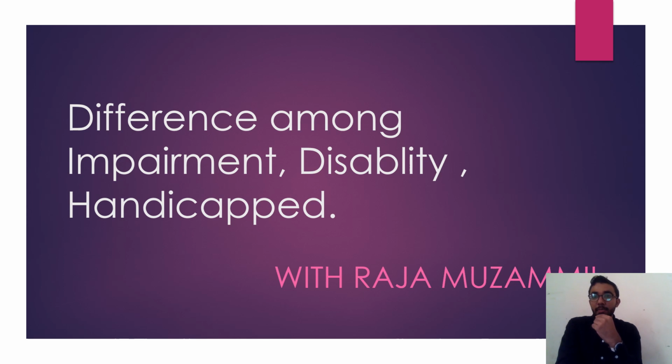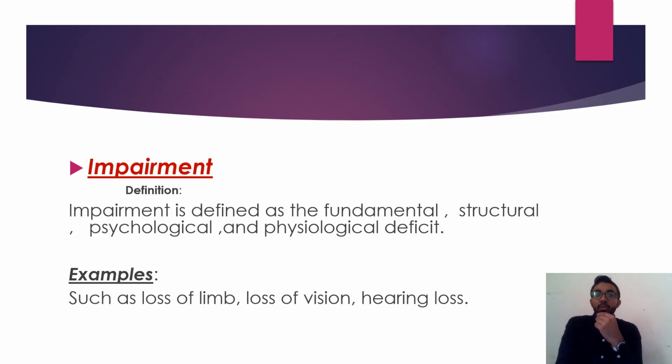The person talking to you is visually impaired, and today our topic is about the difference between impairment, disability, and handicap. And at the end, I will tell you about who is an exceptional child and his characteristics. So let's move on. Here is our first slide, which is about impairment.